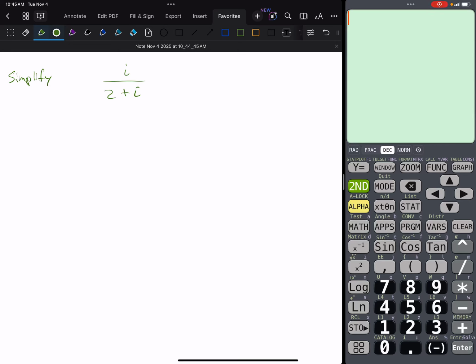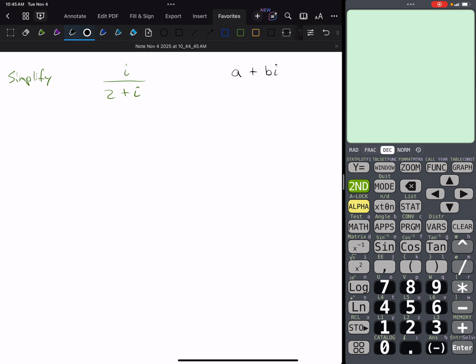Here's another type of simplifying complex numbers problem. In the end, we want to write this complex number as a real part plus an imaginary part, or a complex part. That's not possible when there's a complex number in the denominator.